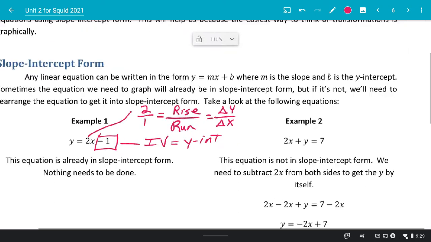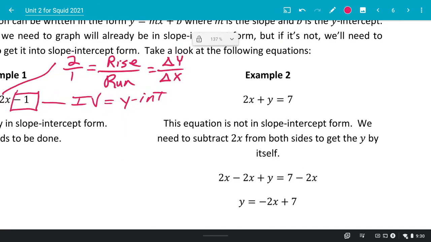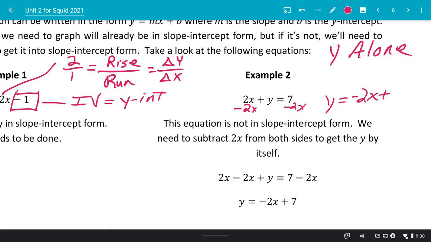Now, sometimes equations aren't always given to us in slope-intercept form, like 2x plus y equals 7. So the first thing that we always want to do when we're dealing with these linears, if we're going to graph them, is we want to get the y alone. I'm going to do that real quick here. I go minus 2x. So I have y equals negative 2x plus 7. Yes?